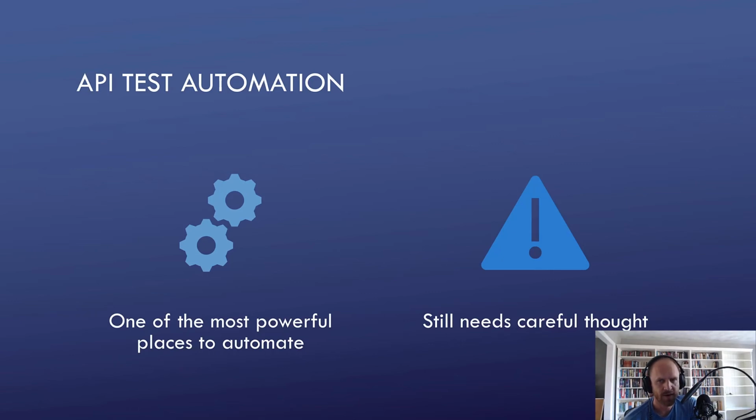Really quick skim over. Now let's do a really quick skim over API test automation. So I think APIs are one of the most powerful places to automate, and that's because APIs are actually designed to be interacted with programmatically, right? That's the idea of an API, that a user interface or a third-party developer or some other program can call the API to get the data that they want. And so they're meant to be interacted with programmatically.